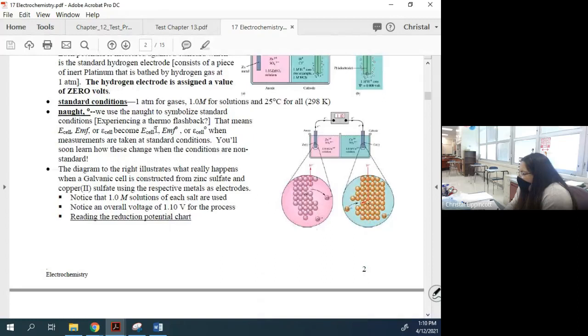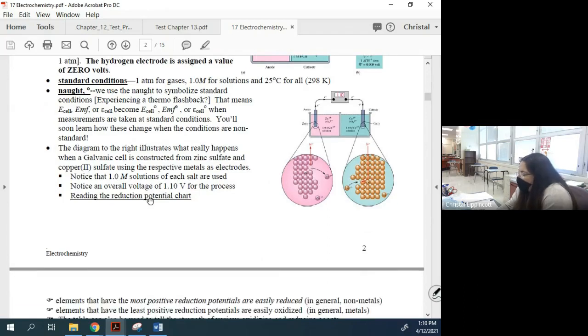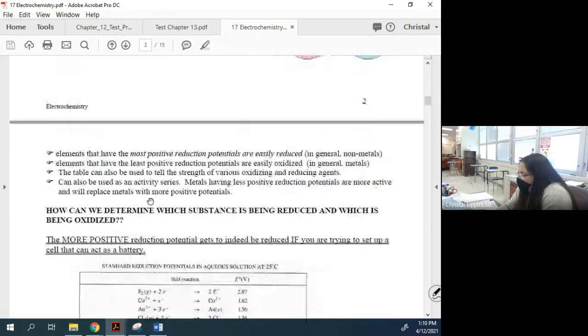So the E cell naught, or the EMF naught, is going to be the same thing, and those are all going to be at standard conditions. And if you think back to our entropy and enthalpy values, those are all at standard conditions. The delta G, the delta S, the delta H, remember? If you look in that table that I had you look at. Okay, so we'll talk about how these are working.